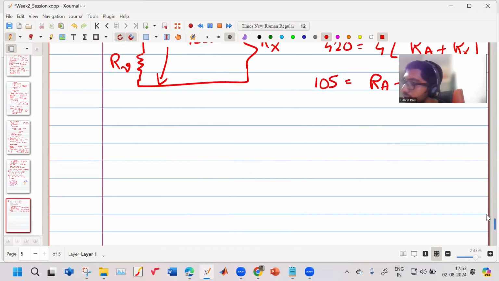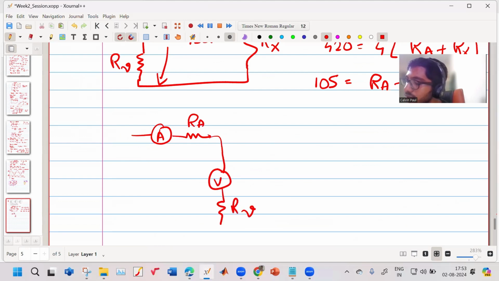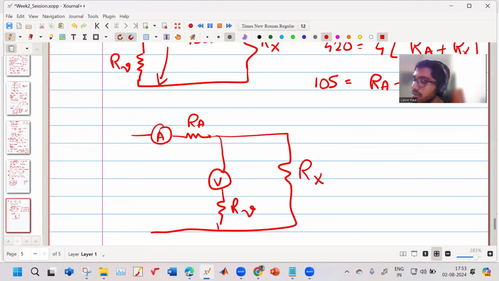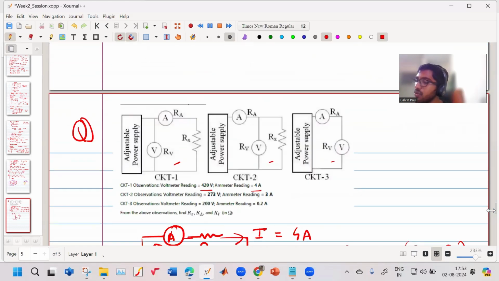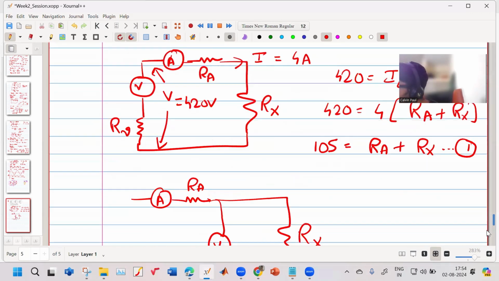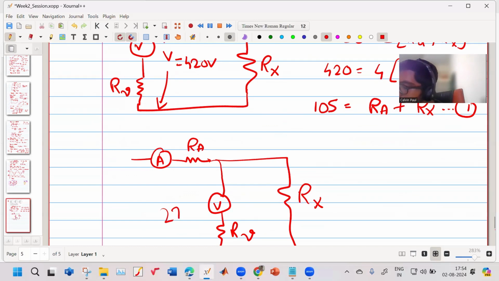So this is my ammeter. It has this resistance RA. This is my voltmeter. It has its resistance RV. And this is my Rx. This is for circuit 2. Now what do I know is my ammeter is reading 3 ampere, my voltmeter is reading 273 volt.